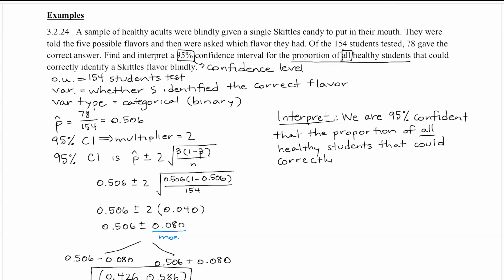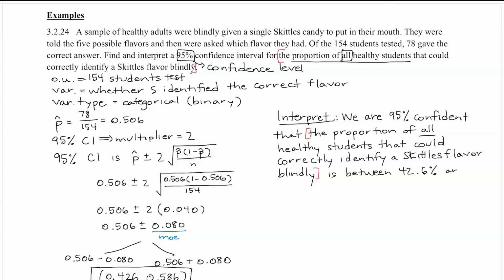Healthy students that could correctly identify a Skittles flavor blindly. And I just want to point out that we were given a description of that parameter in the statement of the question. If you're lucky enough to have that, then you can just copy it into your interpretation.